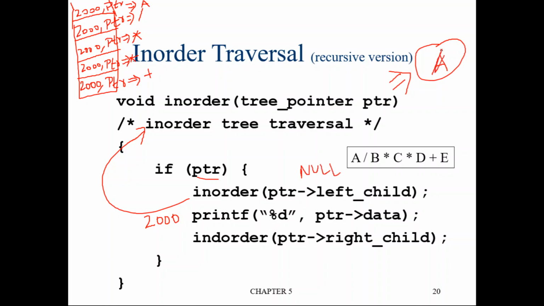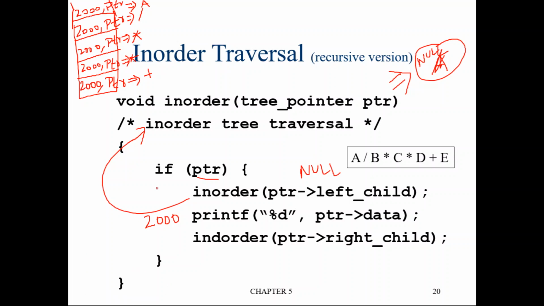So now ptr is pointing to null, nothing is here. Ptr is not pointing anywhere, it's pointing to null. Now you check if ptr is not equal to null. No, it's equal to null. If it is equal to null, what will happen? Control will return. It's a void function, so there is an implicit return.